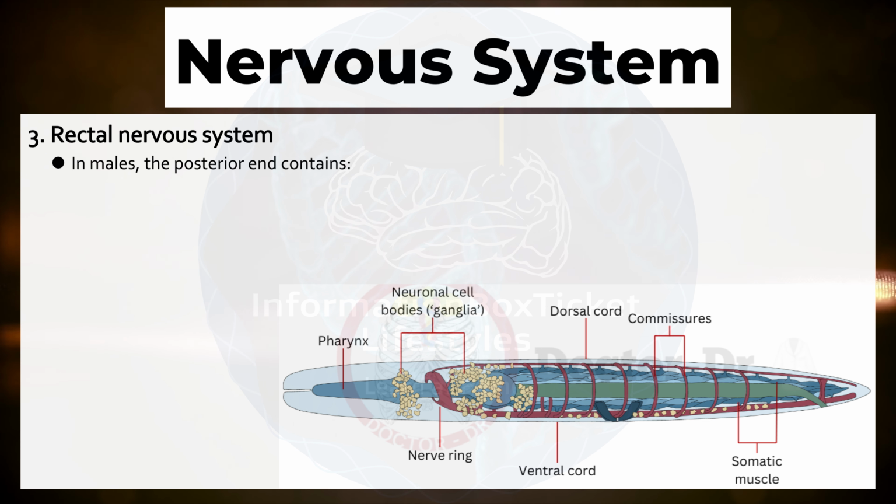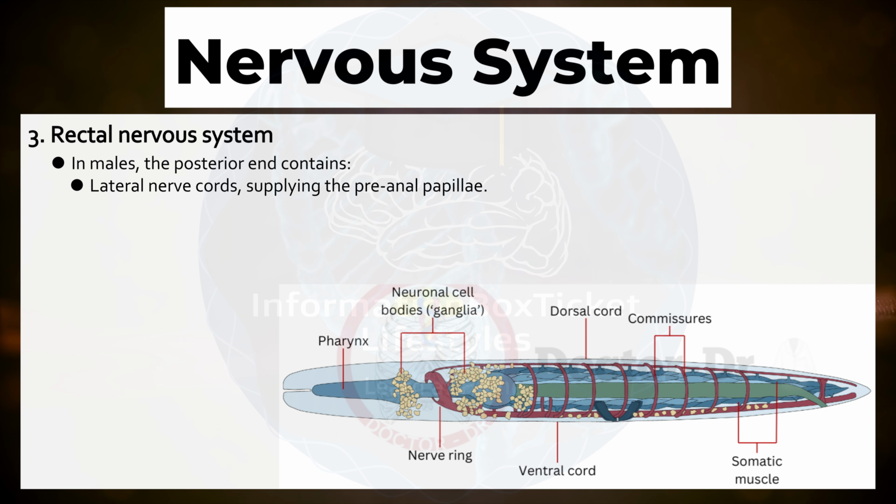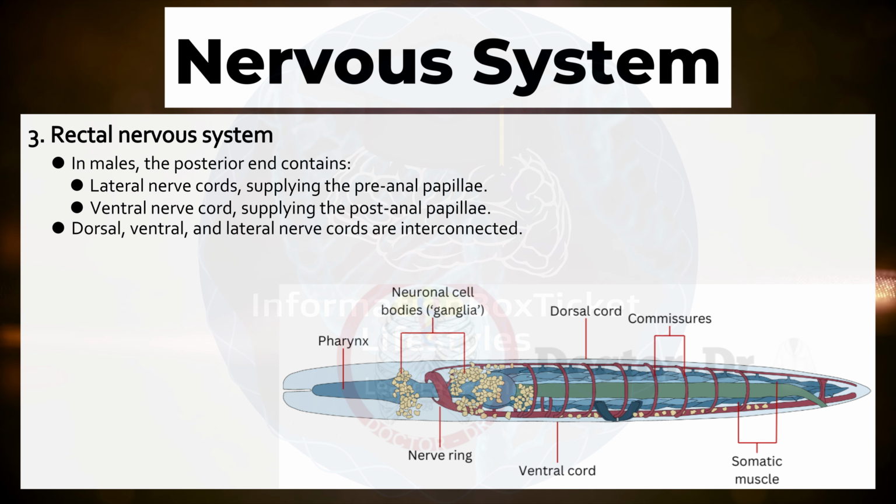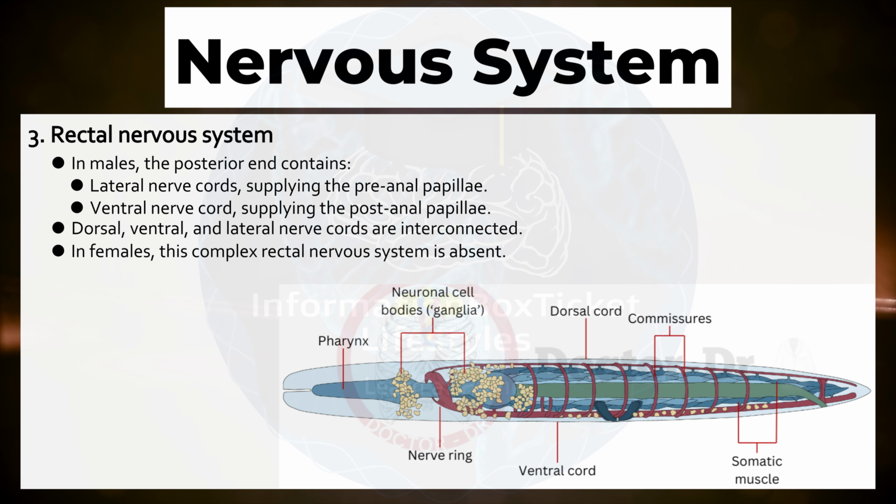In males, the posterior end contains lateral nerve cords supplying the preanal papillae, and the ventral nerve cord supplying the postanal papillae. Dorsal, ventral, and lateral nerve cords are interconnected. In females, this complex rectal nervous system is absent.